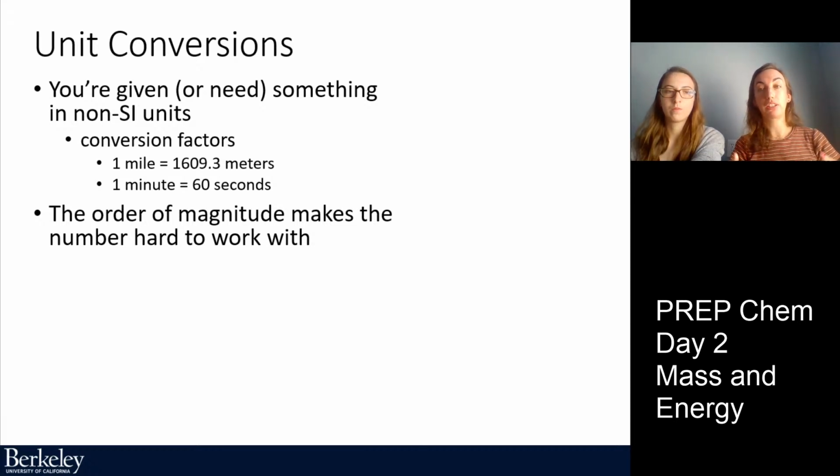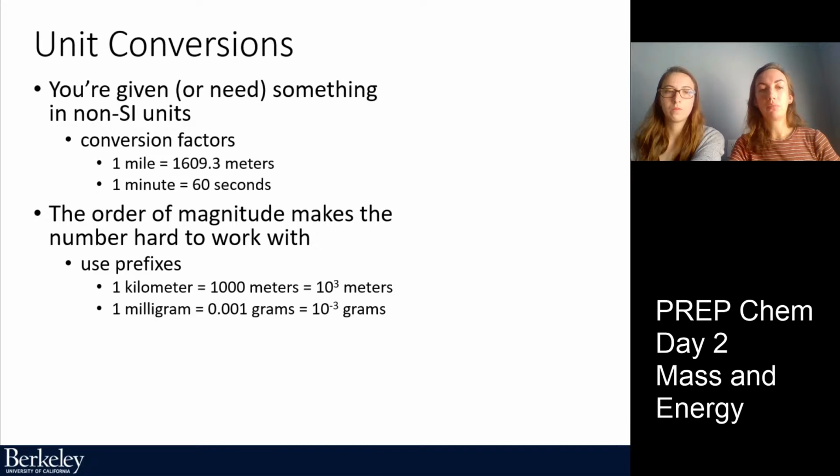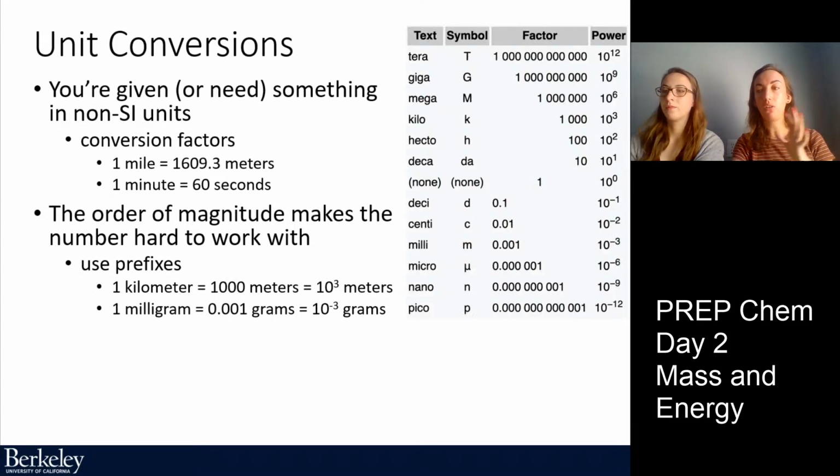That's going to be a really, really big number. And so what we do in that case is we use prefixes. So 1 kilometer is 1,000 meters, which is equivalent to 10 to the third meters. Similarly, 1 milligram is 0.001 grams, which is the same as 10 to the minus 3 grams. So there's a whole bunch of prefixes out there. Some are more important than others.